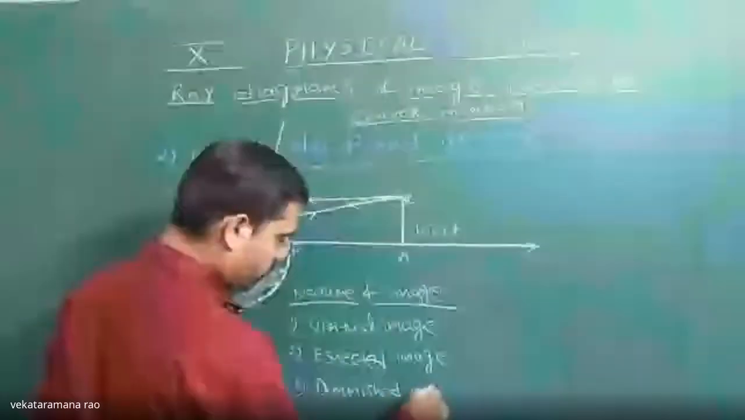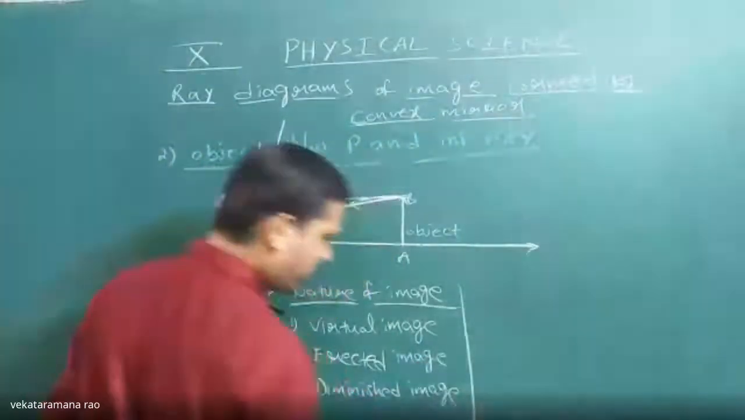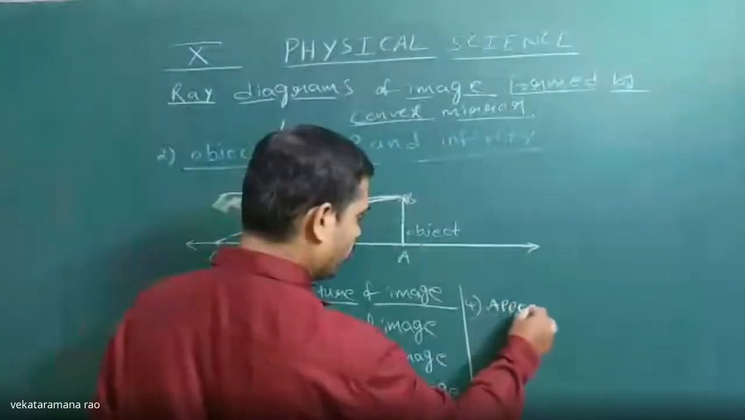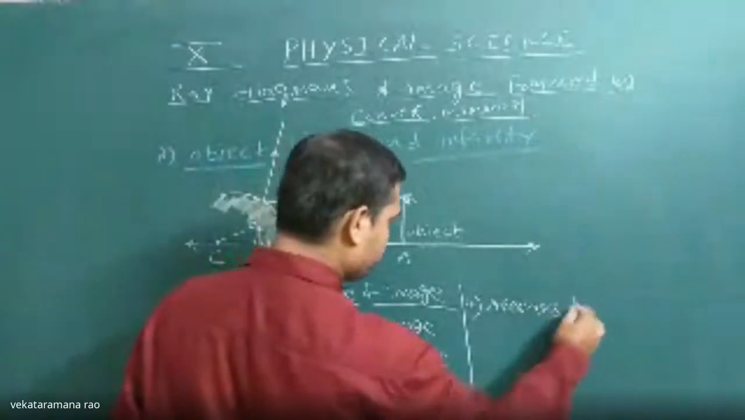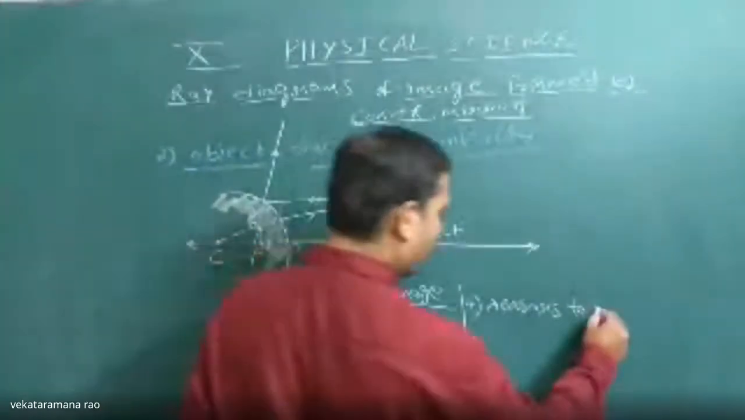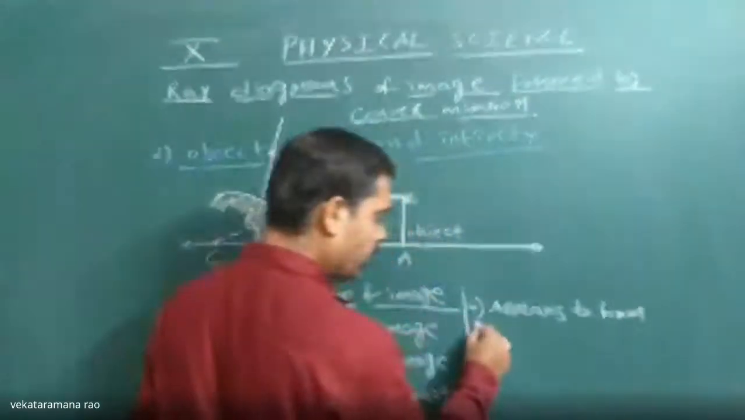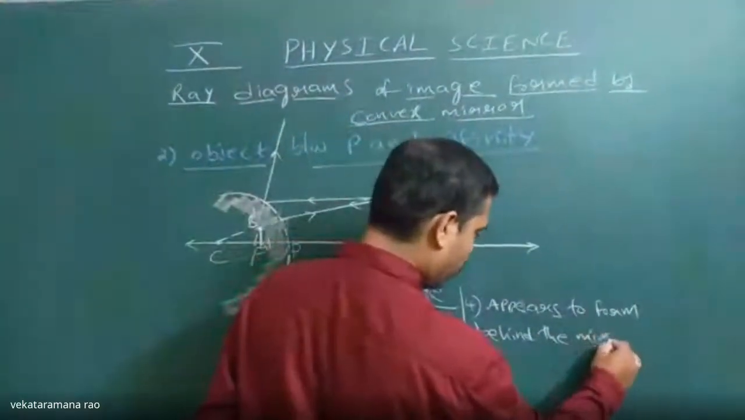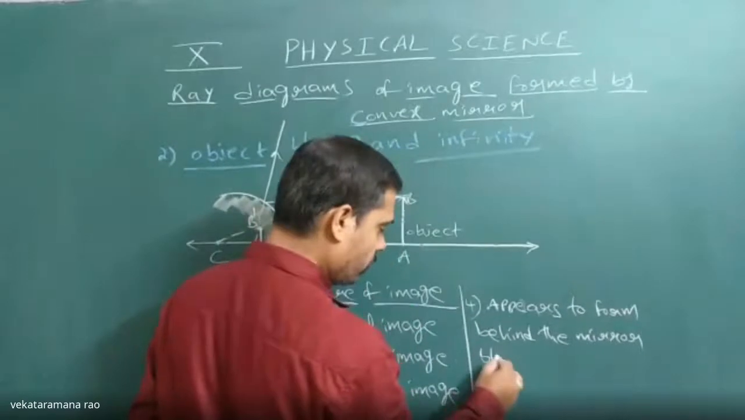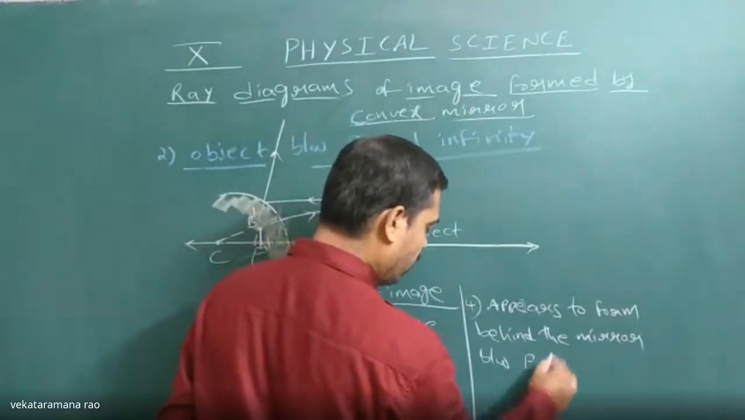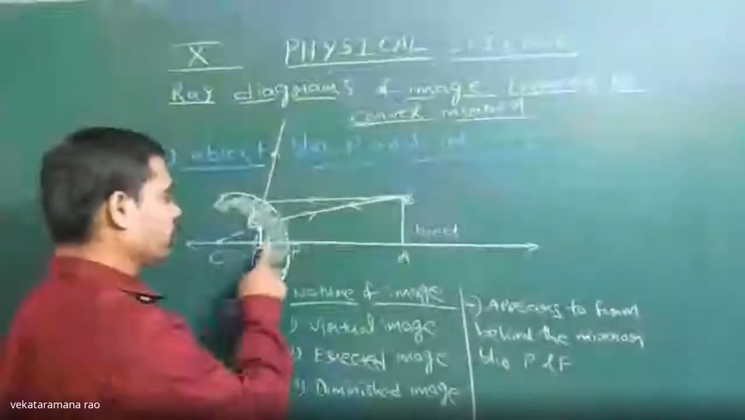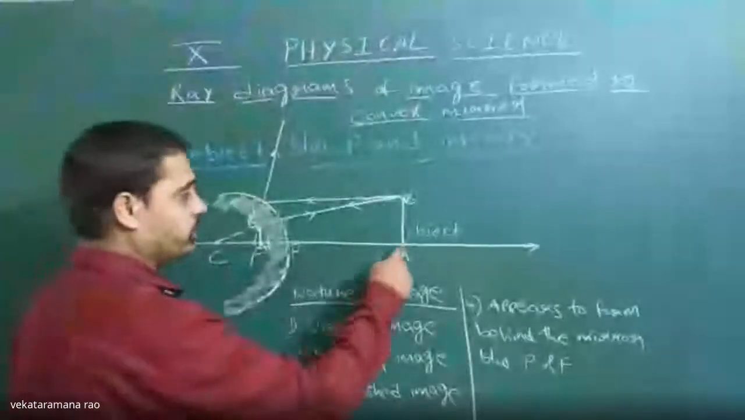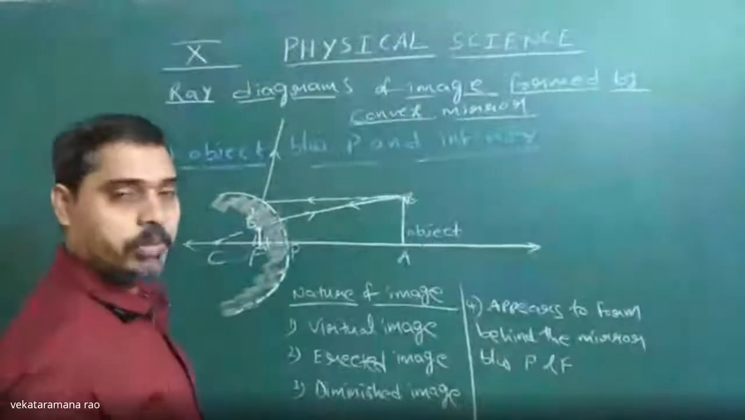Diminished image. Then what about the image position? The image appears to form, it is not formed actually. It appears to form behind the mirror, between P and F. Now this is known as the image. So here AB is the object, A dash B dash is the image.